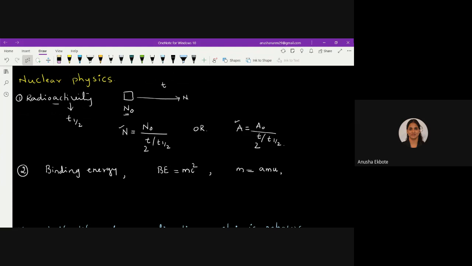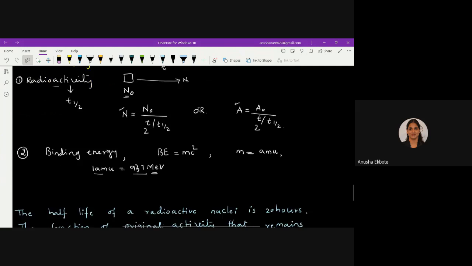One hint here is that 1 AMU of mass is equal to 931 mega electron volts of energy. So you need not convert this AMU mass to kg and then convert it to energy. Directly, 1 AMU of mass is equal to 931 mega electron volt energy. Let us see two different numericals on these two, which may appear in a CET exam.